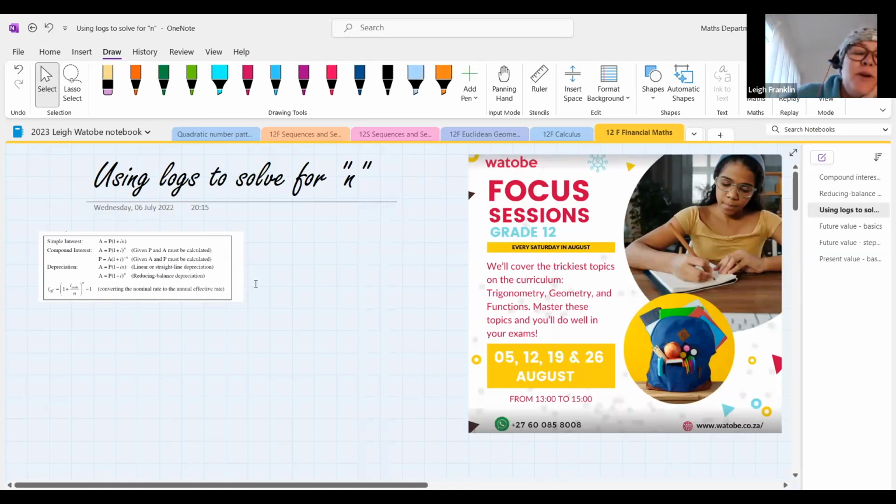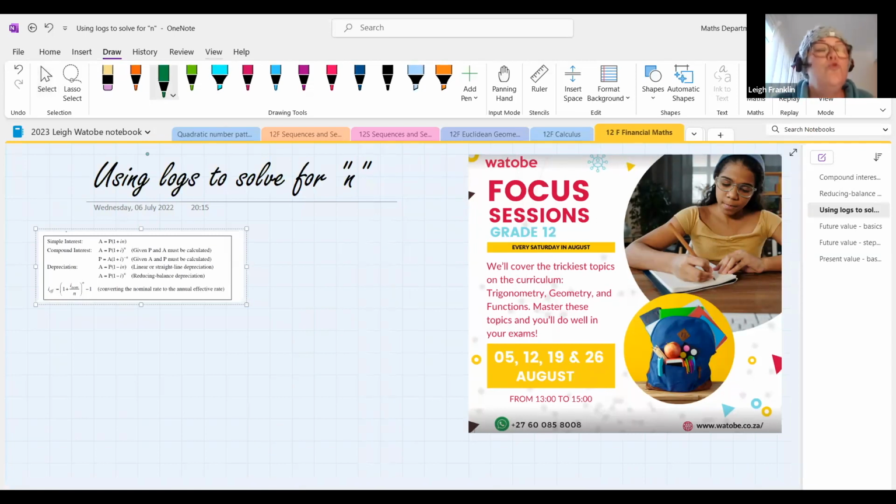So today we're going to be talking about how we would use logs to solve for n. The reason why we have to use logs is because we are solving for an exponent in a situation where it is not possible for us to make the bases the same. Normally, if we solve an exponential equation, we would be given something like this.